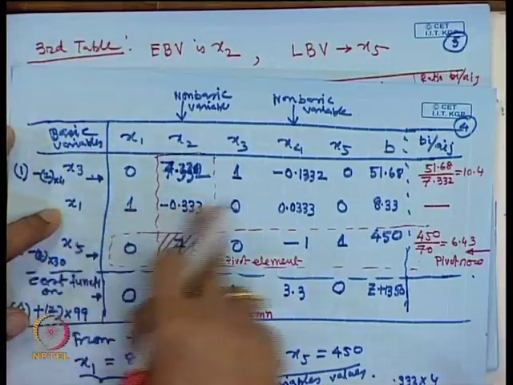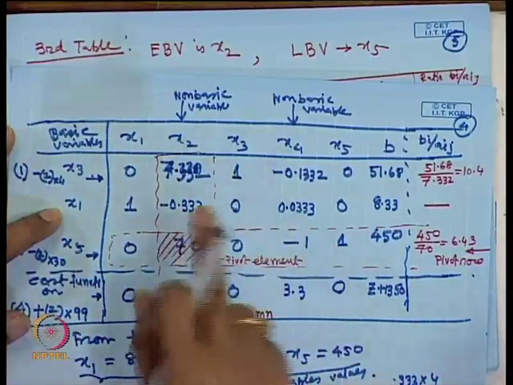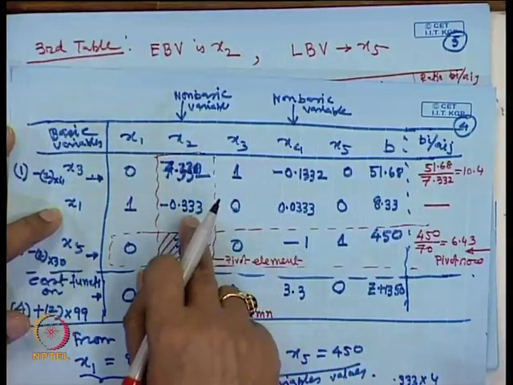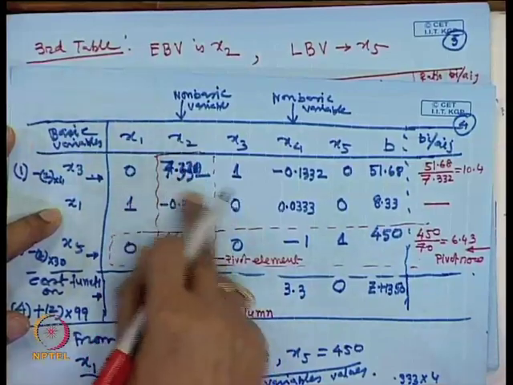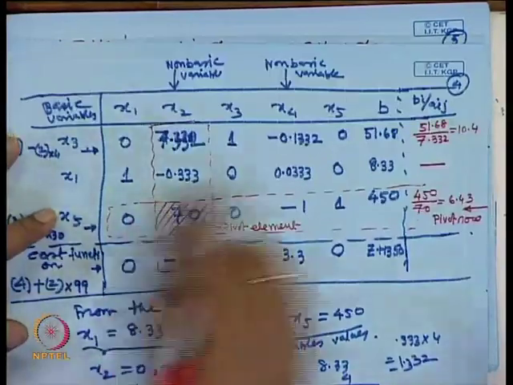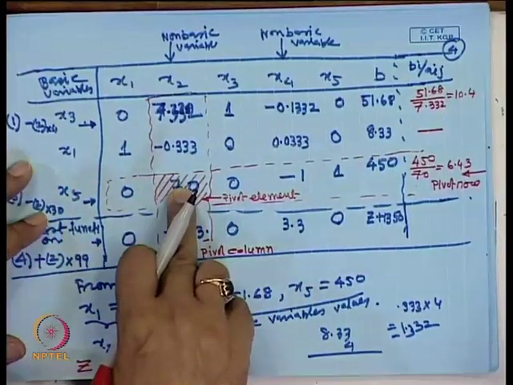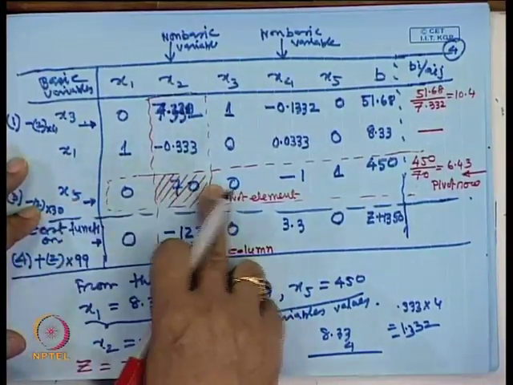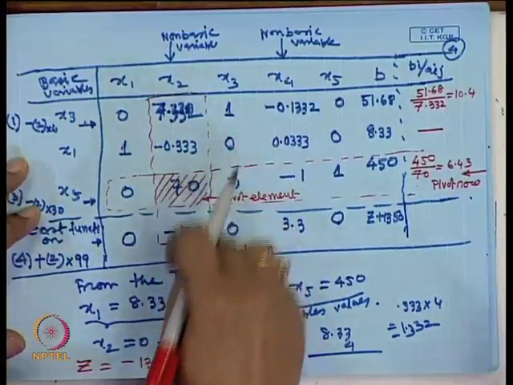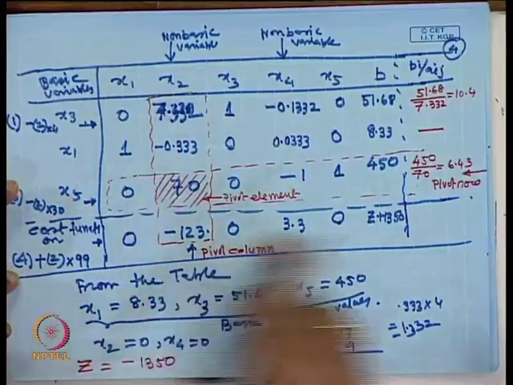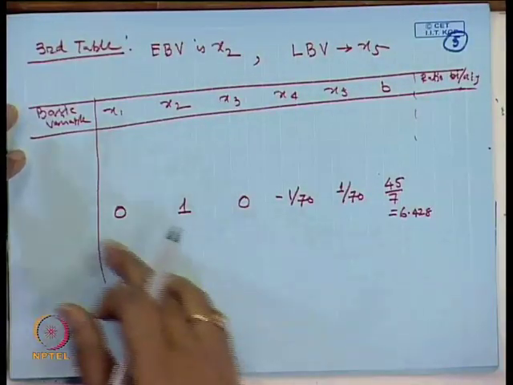Similarly, to eliminate x 2, you multiply this equation after normalization by 0.33 and add with equation number 2, agree? And then the third equation after normalization, multiply by 123 and add with the objective function, then you will get it. What you will get, you just see.